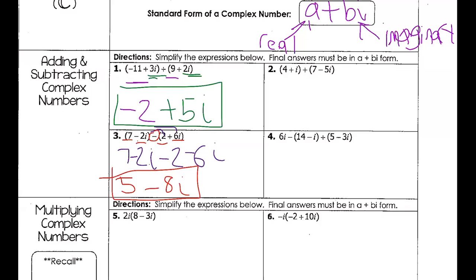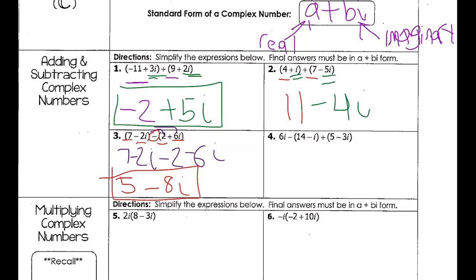Like I said, for number 2, you would add your real parts. So 4 plus 7 is 11. And then you do your imaginary part. So that would be 1i plus -5i, because it's subtracting. So that would really be -4i. A few people just sent me that. So yeah, good. A couple of people sent me number 2. Both of you look good.